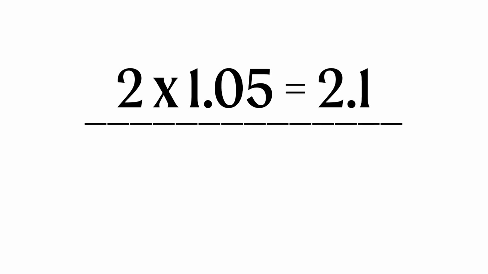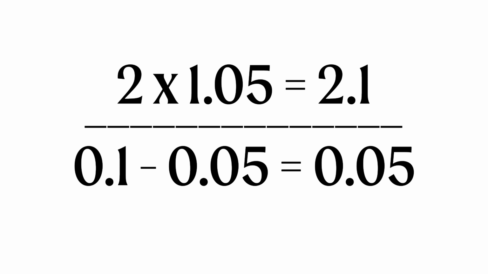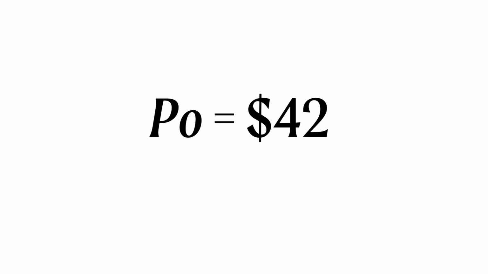As you can see, on top, D sub 0 becomes 2 and then is multiplied by 1.05 to become 2.1. On the bottom, R equals 10%, entered as 0.1, and G is equal to the growth rate, which is 5%, entered as 0.05. 0.1 minus 0.05 is equal to 0.05. Therefore, the value on the bottom is 0.05. Then our equation is 2.1 divided by 0.05, which equals 42. Therefore, P sub 0 is equal to $42.